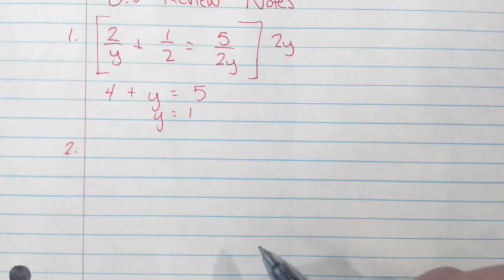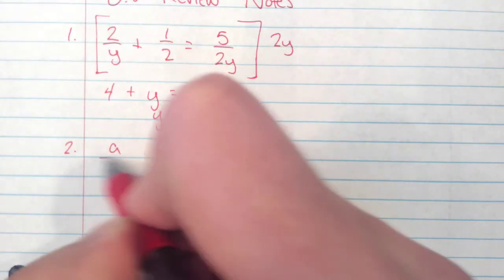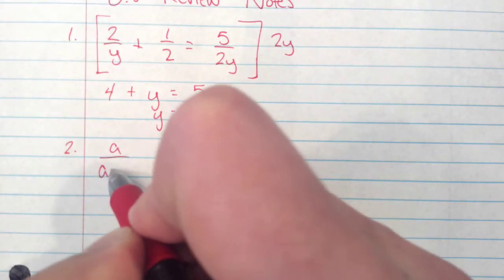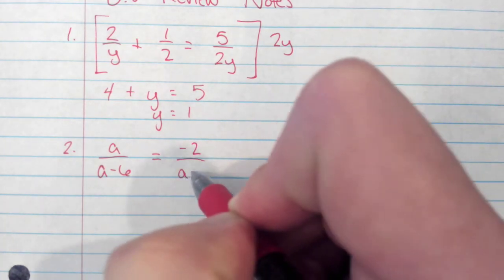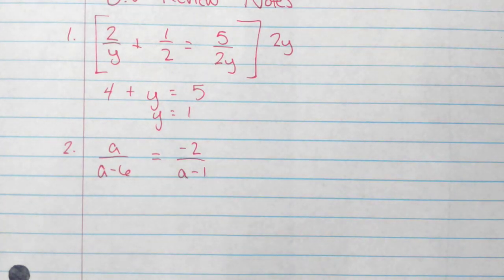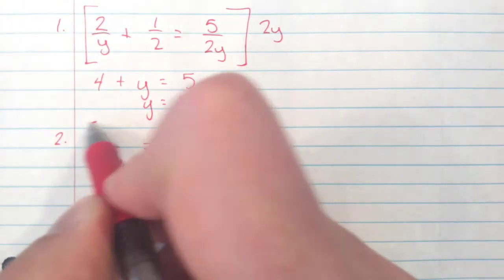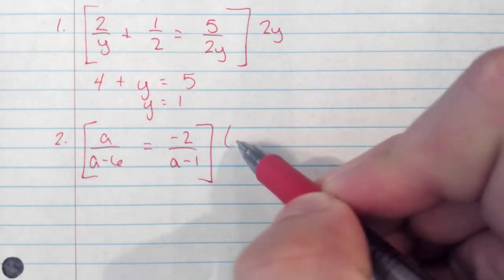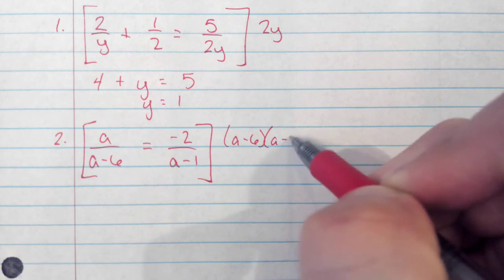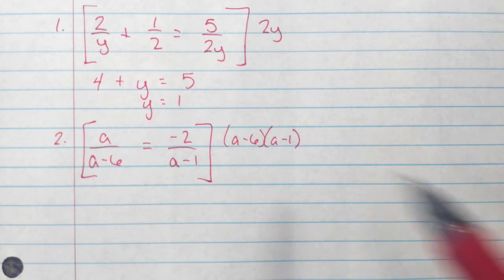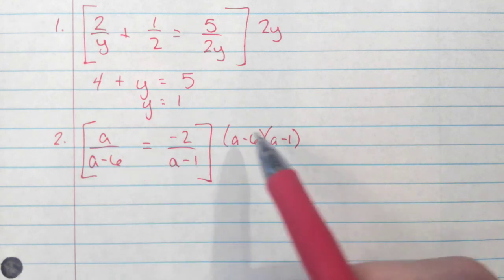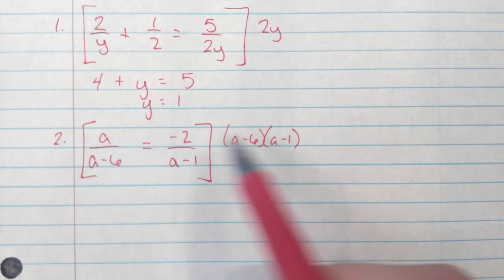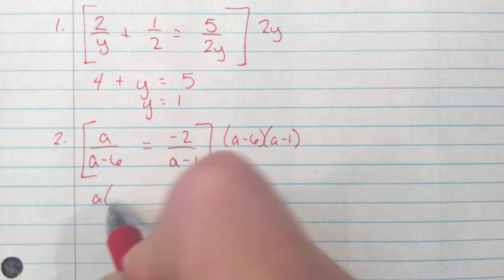Our second example here is going to be a over a minus 6 equal to negative 2 over a minus 1. The common denominator there, you're just going to mush those binomials together. It's going to be a minus 6 times a minus 1 for the common denominator. If you do that and multiply and distribute, the a minus 6's would cancel each other. So I'd be left with the a times a minus 1. I'll write that one down.